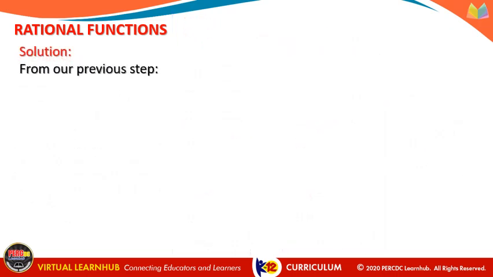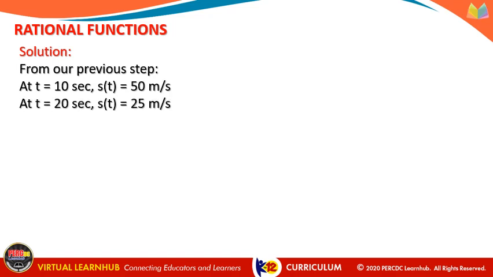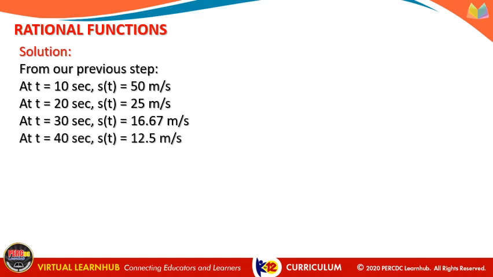Alright, from our previous step, we got the following. At time is 10, the speed is 50. At time is 20, the speed is 25. At time is 30, the speed is 16.67. At time is 40, it's 12.5. And lastly, at time is 50, it's 10. So again, let's just put these values on a table to make things easier for us later.